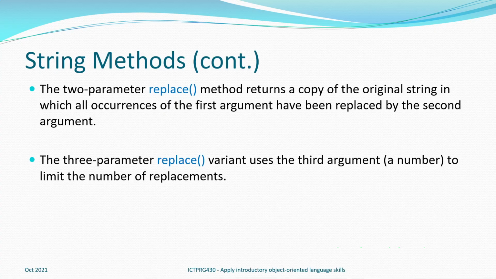And then we have a 3 argument option, which is a number, and this restricts the number of replacements that can occur in the string. So, for example, if you want to only have the first 2 matches replaced, then you put the limit as 3 so that it stops, doesn't replace that third.